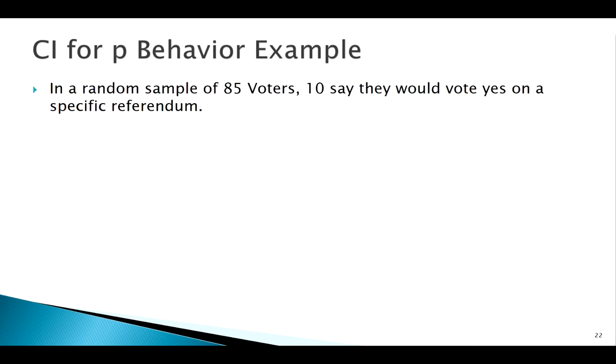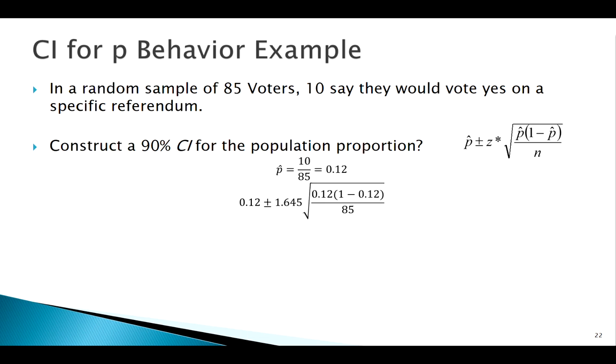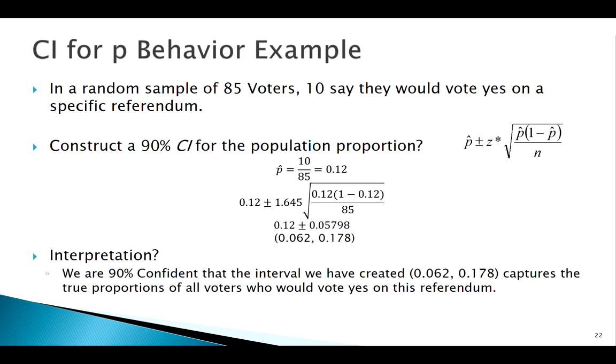All right, so let's look at another quick example of calculating an interval. Let's say we had some sort of issue people are voting on, doing some exit polling. Exit poll, 85 people, 10 say they would vote yes. Let's make a 90% confidence interval. We know our formula, p hat. Plug it in, since it's 90%, 1.645 is our critical value. Do the math, there we go. So our interpretation: we're 90% confident that this interval we created captures the true value that we're looking for.